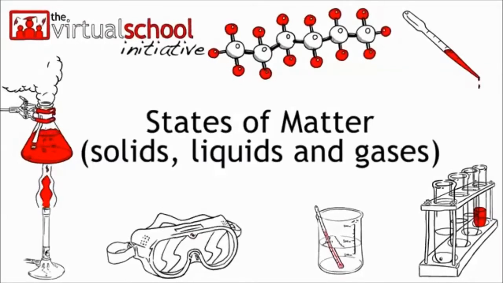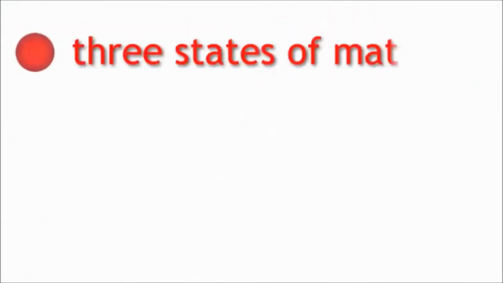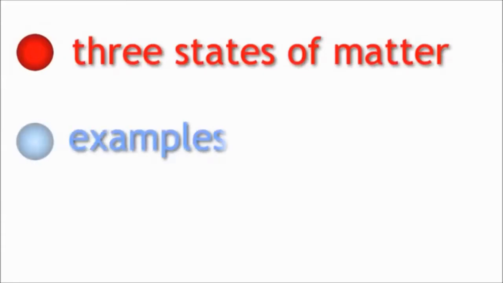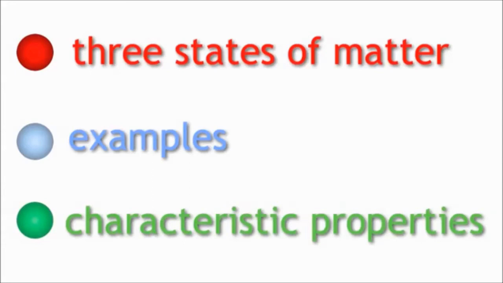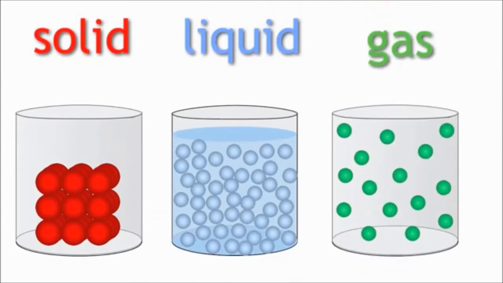States of matter. In this video you are going to learn what the three states of matter are, some examples of each state of matter, and the characteristic properties of the three states of matter. The three states of matter are solid, liquid, and gas. Let us look at solids.